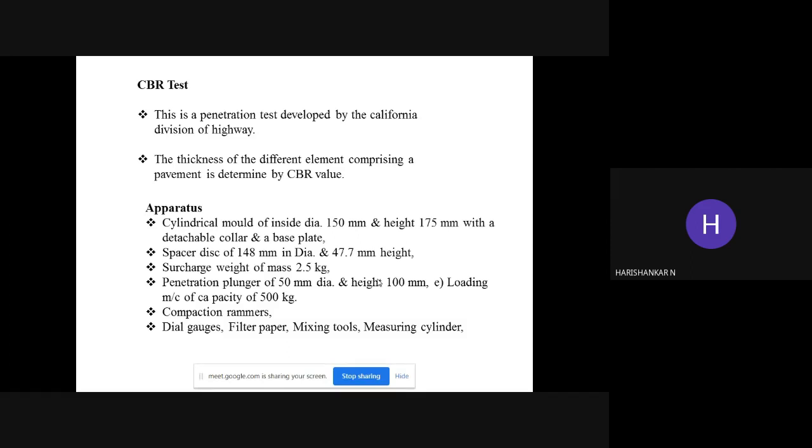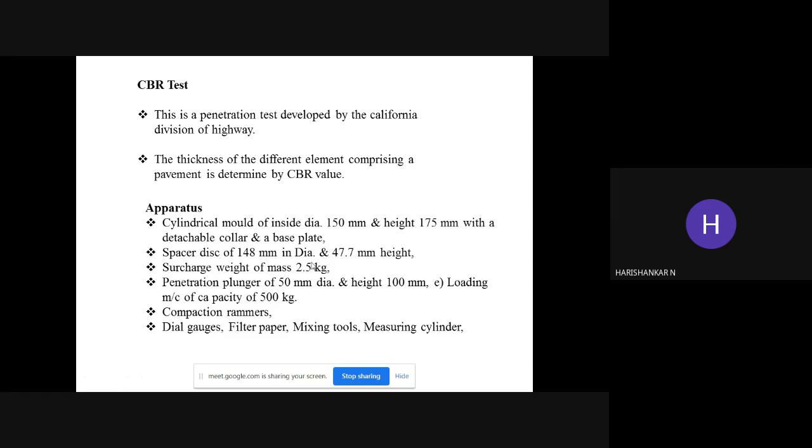And we should place that specimen on the testing apparatus, on the testing frame. At that time you will have certain extra additions, just like the collar, then base plate. Then you should put a paper in order to allow the moisture. So a filter paper should be placed, and after that you can do the loading.